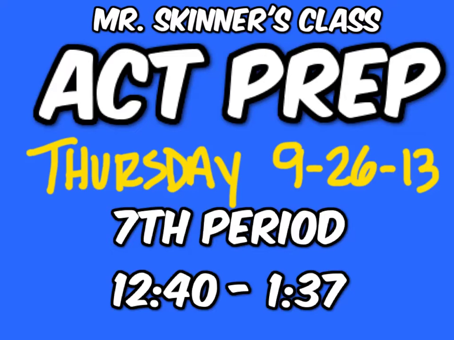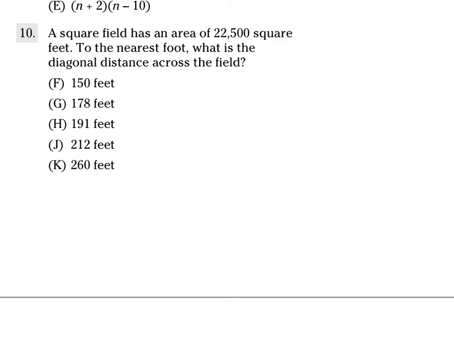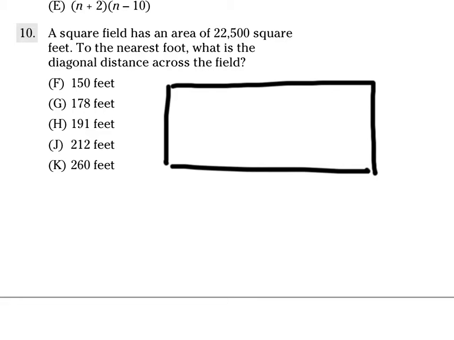Number 6, right? A square field has an area of 22,500 square feet. So we'll just draw a field. And it has 22,500 for the area. To the nearest foot, what is the diagonal distance across the field?